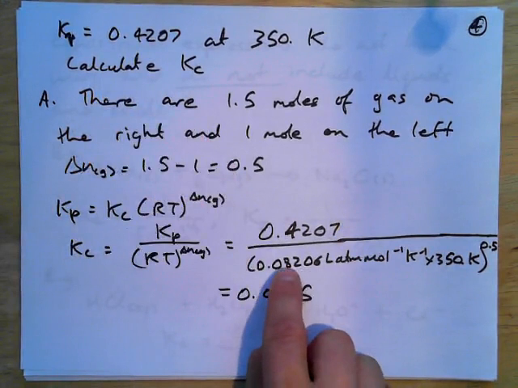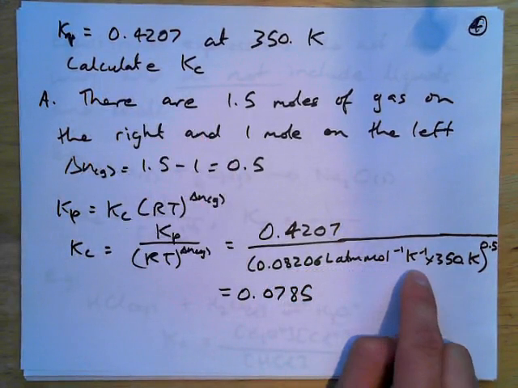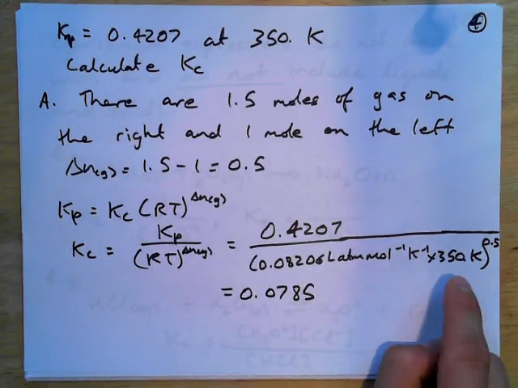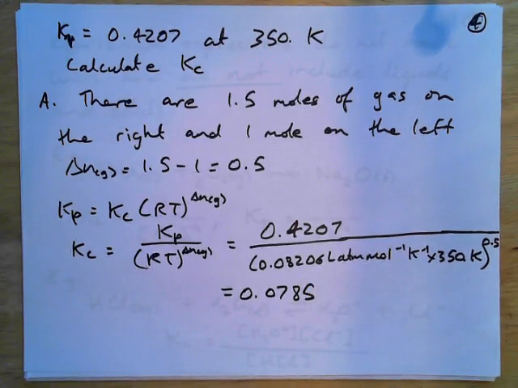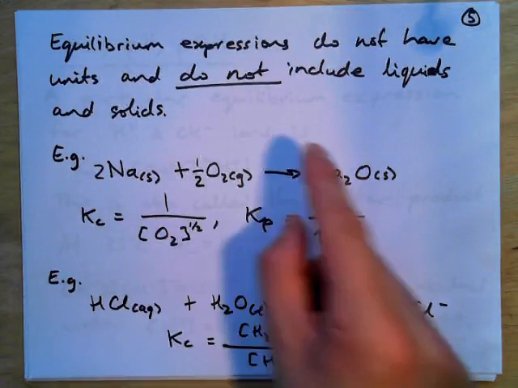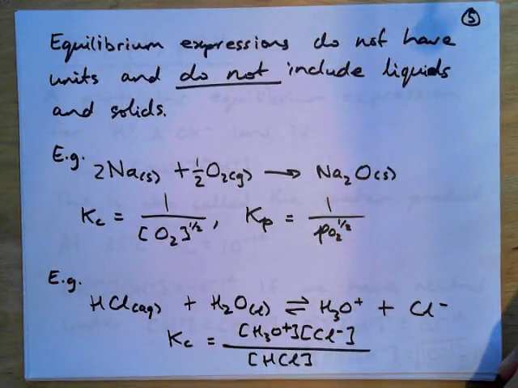Our 0.08206 litres atmospheres per mole per Kelvin is our gas constant, and 350 is the temperature. I put those in and make sure I've got it to the power of a half, and I get this for Kc. Okay, equilibrium expressions do not have units, so don't worry about trying to balance numbers of moles and atmospheres and things. We don't worry about units at all with equilibrium expressions.